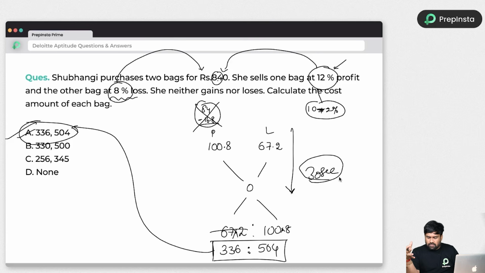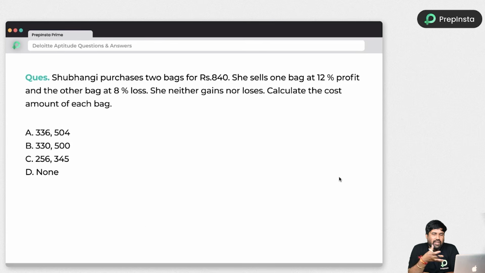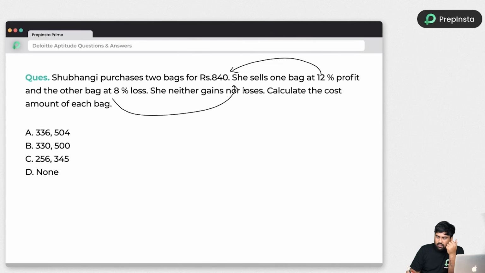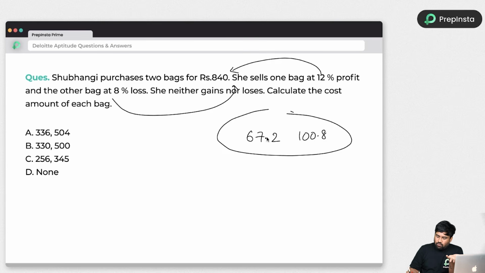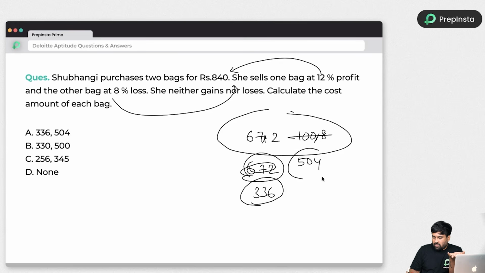We train our students in this manner only, to get selected into any MNC company easily in the written test. Why? Because we teach them the better shortcut way so that they do more questions in less time. And here you can see already, right? They will make 12% and 8%. The rest is the same. So if you got the values 67.2 and 100.8, these are your answers. Remove the decimals and divide by 2: 504 and 672, sorry, half is 336. So these are the two answers.